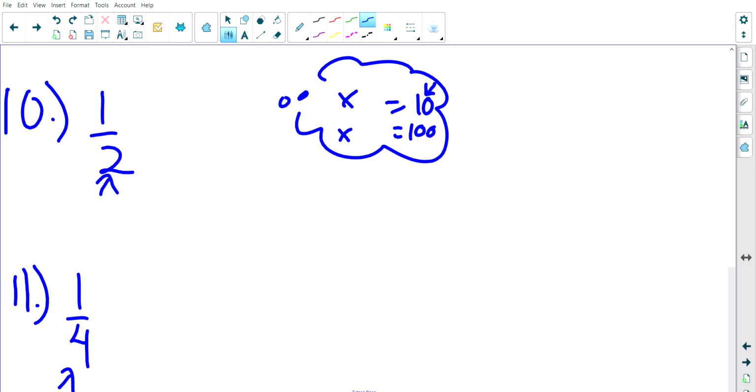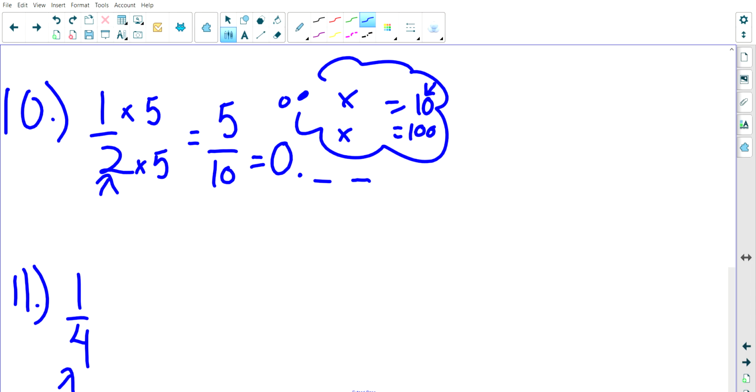So I need to think, can I multiply 2 by something to equal 10 in the denominator? The answer is yes. I can multiply 2 times 5 to equal 10. Whatever I do to the denominator, I need to also do to the numerator. So 1 times 5 is 5, and 2 times 5 is 10. Now that I have this number as tenths, I can now easily make it into a decimal. I have no wholes. I need to decide whether I should write the 5 in the first place or the second. I see that we have tenths in our denominator, so I know that this needs to go into the tenths place. All right, so my answer is 0.5 or 5/10.